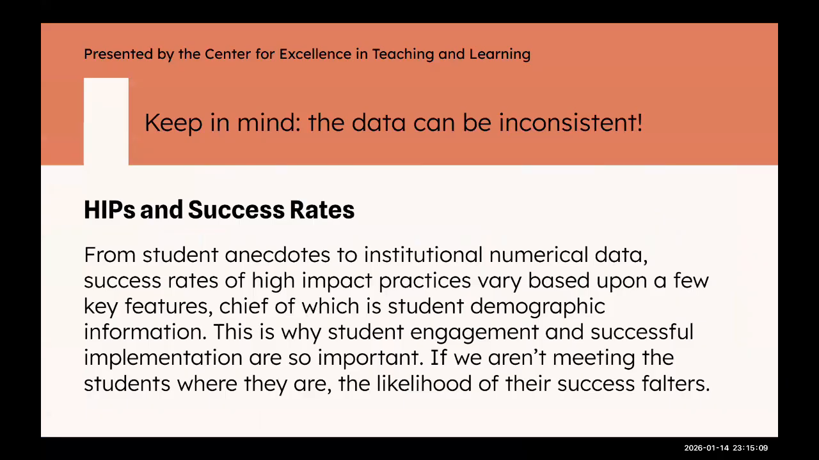Now, in thinking about data as it applies to high impact practices and their success, I mentioned earlier that a lot of the researchers I read went in thinking, all right, our hypothesis is that the implementation of these high impact practices will increase graduation rates or will increase student success. Some found that that was the case. Some found that it was not, in fact.